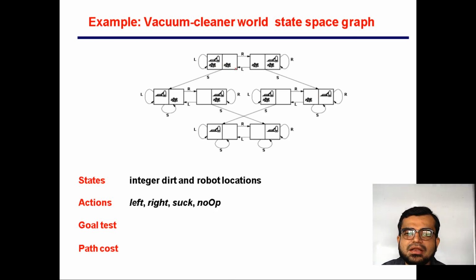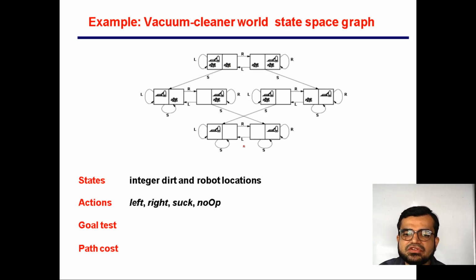Either the robot will be in one location, or there will be dirt without the robot. Such kinds of states will be there. The actions you can perform are: move the robot left, move the robot right, perform the suck operation in order to clean that particular location, or no operation, that means you can have no operation also.